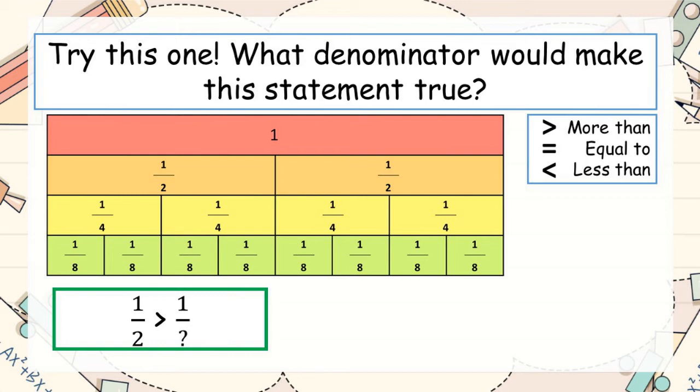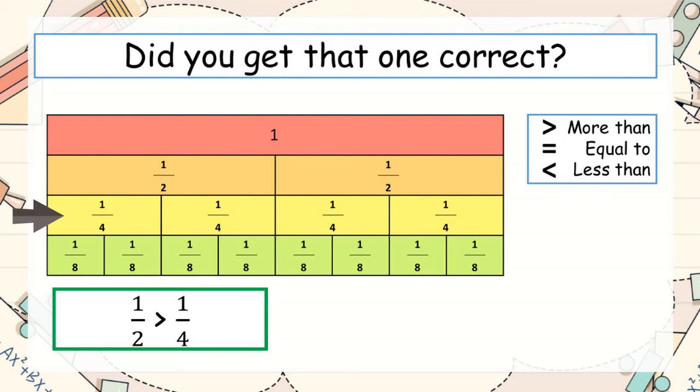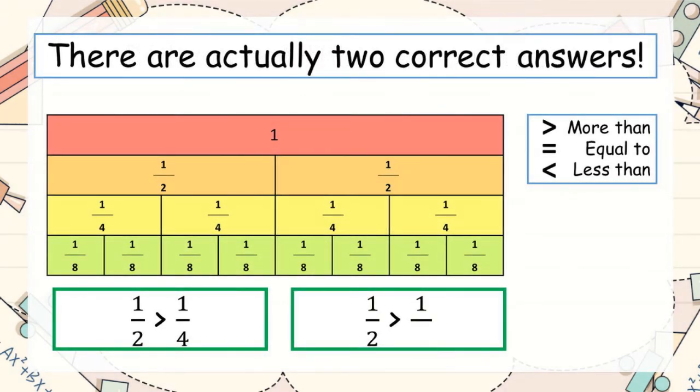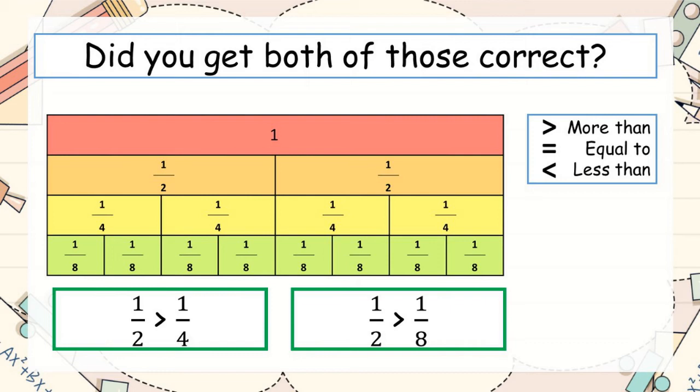Well, did you get them? The one that I found first was 1/4. We can see from the fraction wall that 1/4 is definitely smaller than 1/2. But there's actually another answer as well. Did you find the second answer that also is true for this statement? 1/2 is also greater than 1/8. You can check this on the fraction wall again. So there were 2 correct answers for that one.